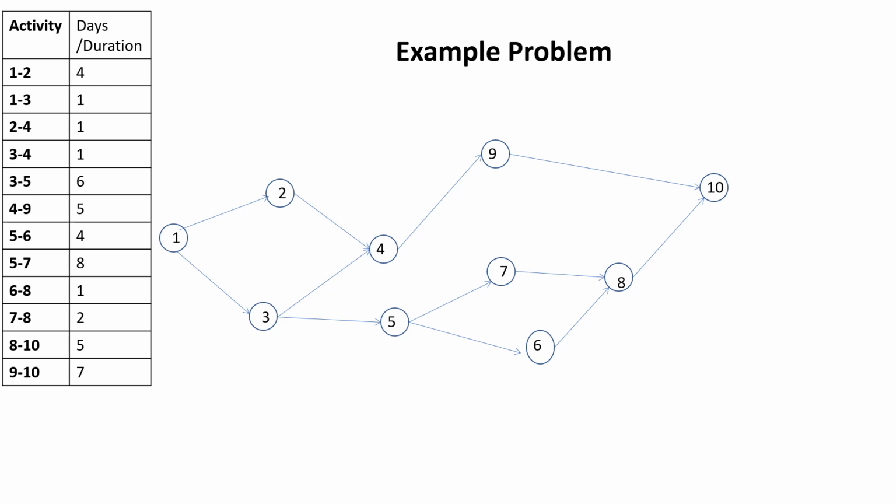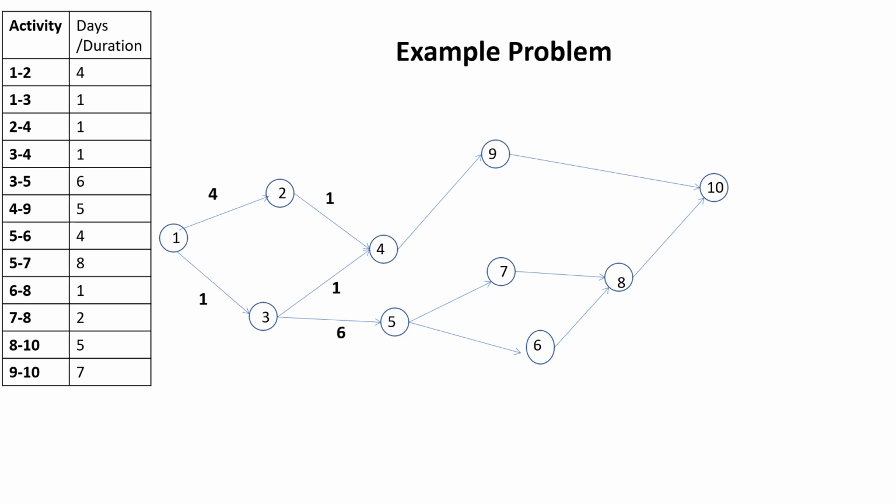Now let us put the duration of each activity on the network. So duration for activity 1 to 2 is 4 days. Duration for activity 1 to 3 is 1 day. Duration for activity 2 to 4 is 1 day. Duration for activity 3 to 4 is 1 day.